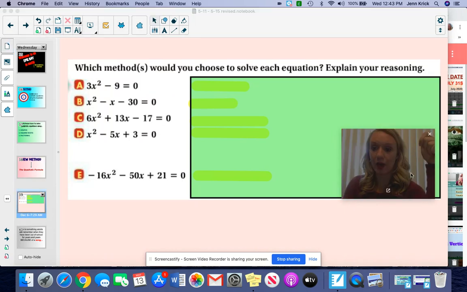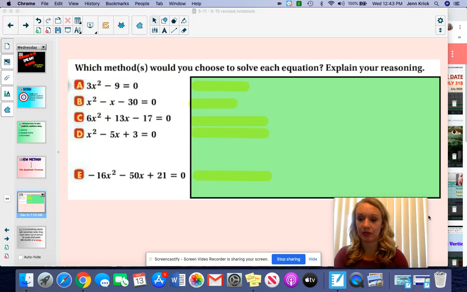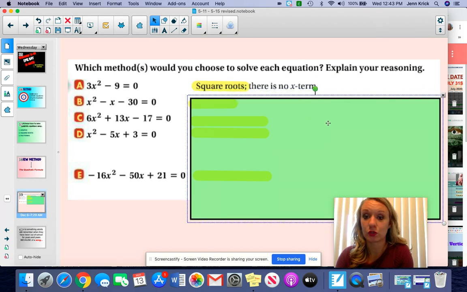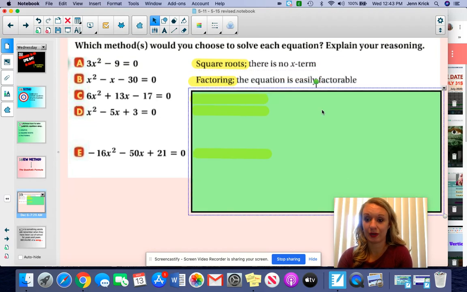Let's quickly review when it's a good and not a good time to use the different methods. So if you're looking at A and you see that you've got 3x squared minus 9, you know that's a quadratic equation because it has the exponent of 2. But what method would be best to use for that? Well, I personally don't see an x term, and I see a perfect square with 9 here. So I'm going to solve that using square roots. When I see that I've got x squared minus x minus 30, I know that I can factor that really quick. I know that my two numbers would be -6 and 5. So because I can factor to solve, that's what I would do.